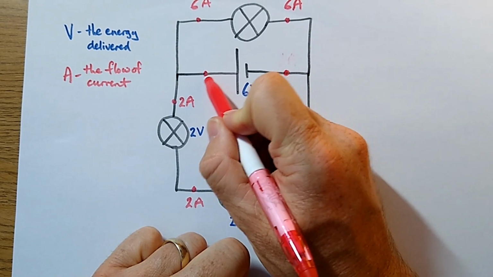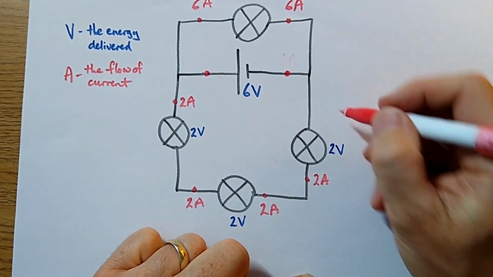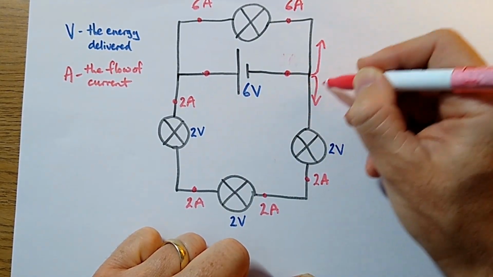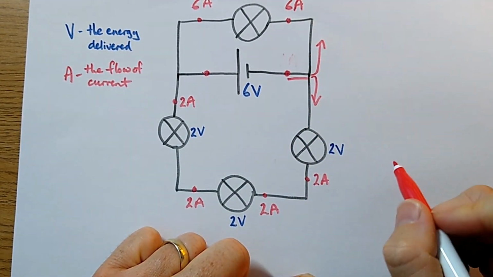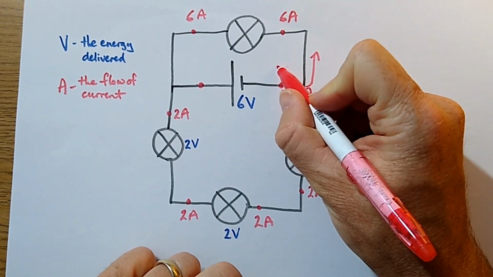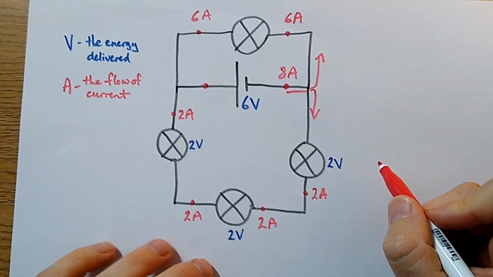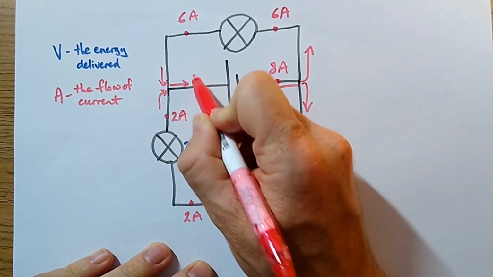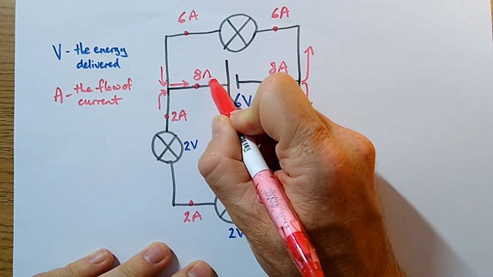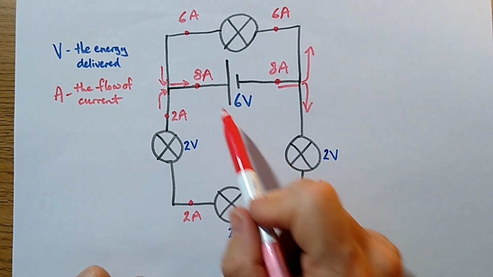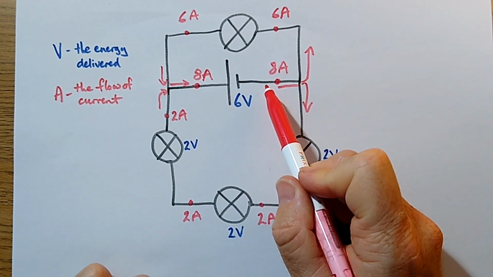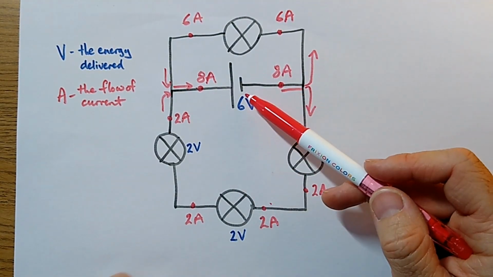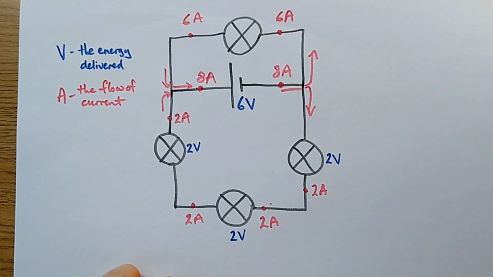So what's the total at these 2 points here? Well, down here we had 2 amps going down. Down here we have 6 amps going up. So that means that coming along here we have got 8 amps. And that means that here there's 6 amps going there, 6 amps going there. So going through here is 8 amps. So what goes through a cell is the total of each of the different branches, as we call them. The cell has the total of what goes through each of the branches.